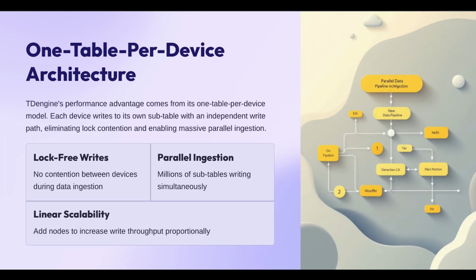So how does TDengine actually use this one table per device model? Well, TDengine's performance advantage comes down to it. Each device writes to its own subtable, and this allows for lock-free writing at an extremely high ingestion rate, because devices don't contend with each other for the same table. Unlike a traditional database where many devices write to one large table, TDengine isolates writes at the subtable level. This leads to parallel ingestion, linear scalability, and lock-free writes.